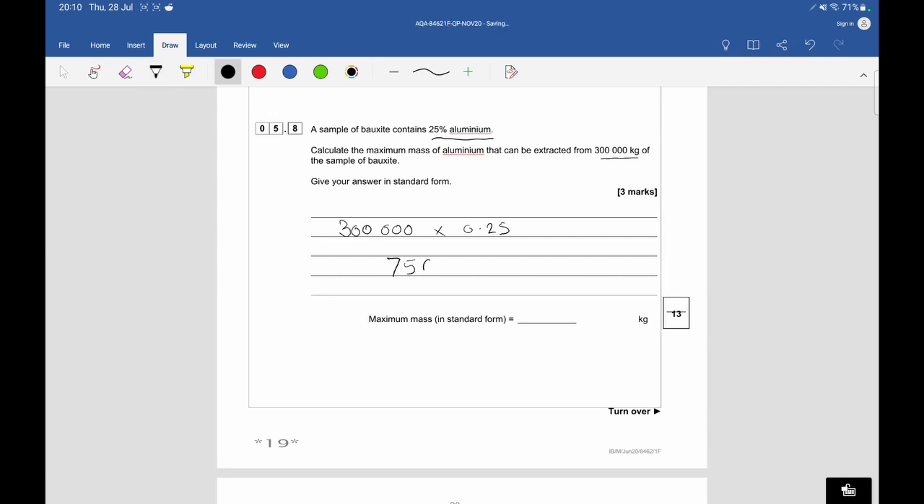75,000. Now we know our answer should be in standard form. The standard form needs to start off with a number that is between 1 and 10. So here we have got 75,000. What could I do to that to make it be a number between 1 and 10? Well, if I divide this by 10,000, I would end up with 7.5 times 10 to the power of 4 as my answer, because 10 to the power of 4 is basically multiplying by 10,000.